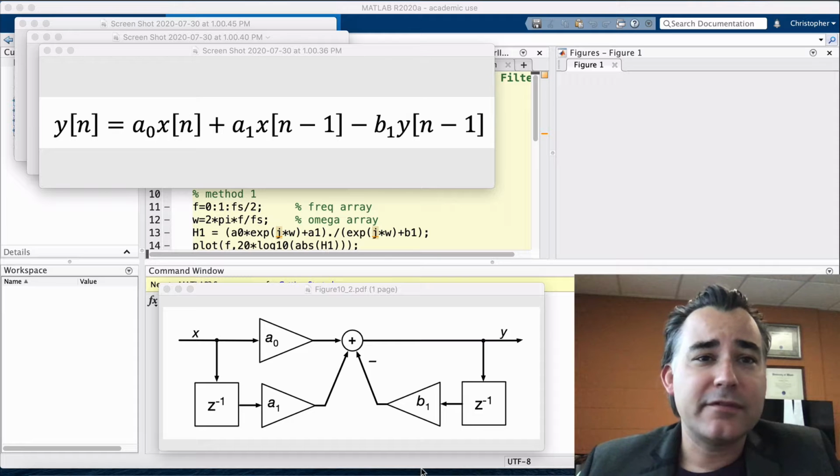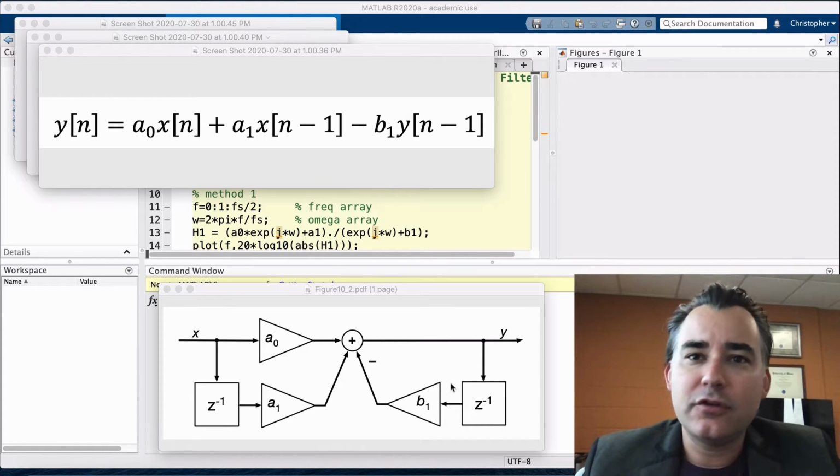In order to write the difference equation, seen up there, the first step is to count the number of terms contributing to the output accumulator. We can see 3. We have 2 feed-forward and 1 feedback taps. The no delay tap has a gain of A0, while the unit delay tap has a gain of A1, and the unit feedback tap has a gain of B1.